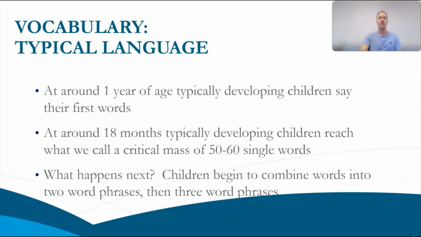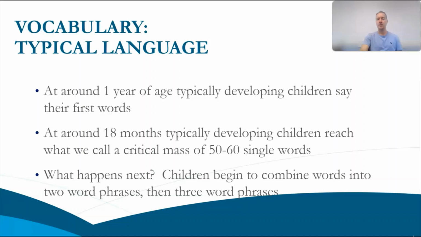So let's talk about the words on the device. Since AAC systems are usually based on a model of typical language development, it is important to talk about how language develops. At about 1 year of age, children typically say their first words. We might hear words like night-night, mama, bye-bye, or even some version of a pet's name.